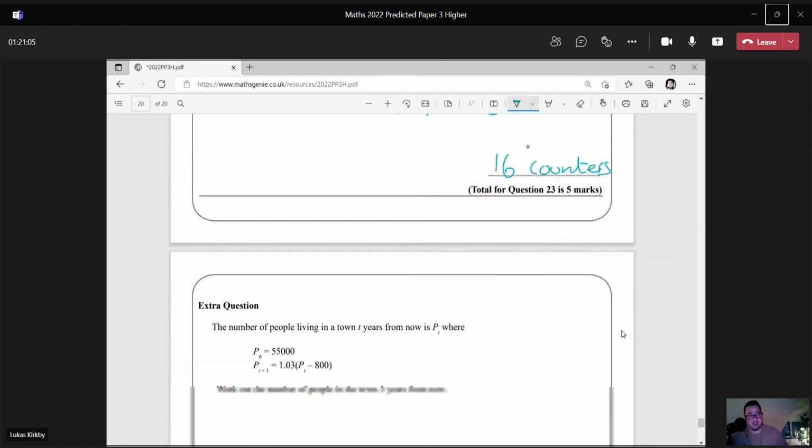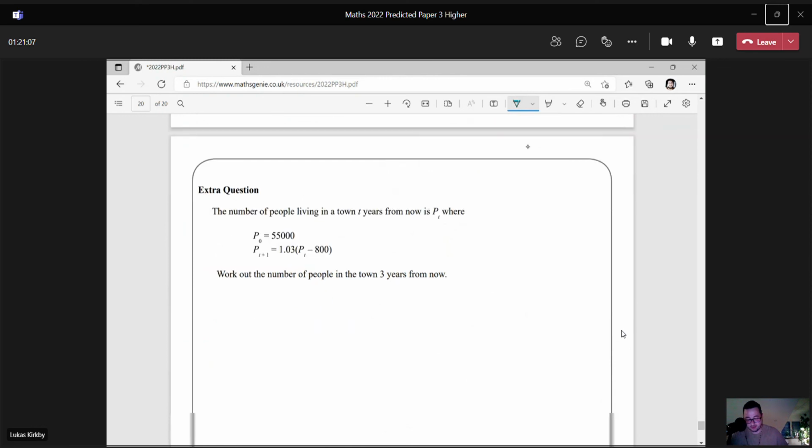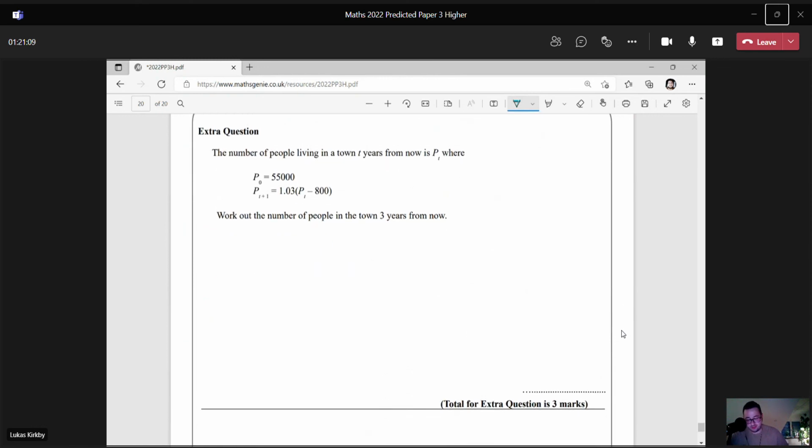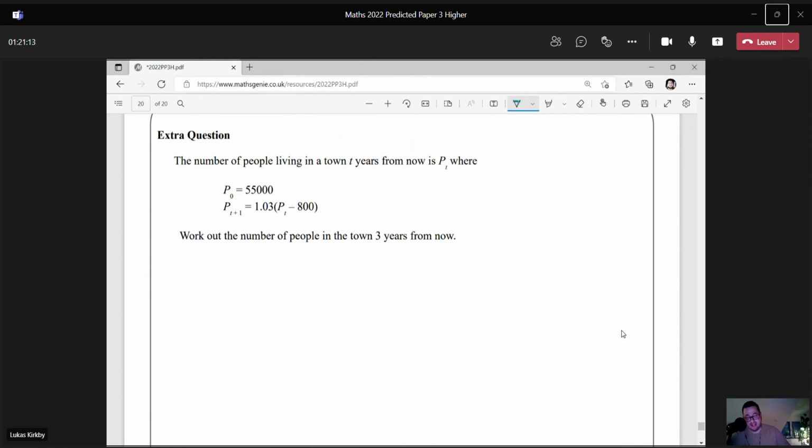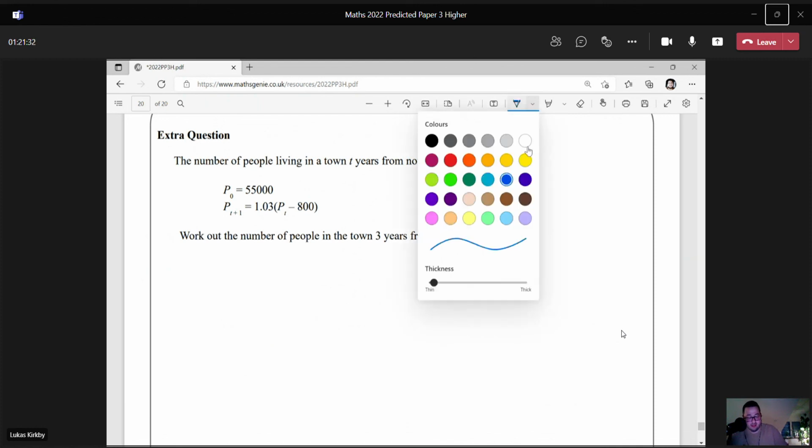They've given you a little bonus question. That's nice of them, so let's just do it. The number of people living in a town t years from now is p_t, where p_0 is 55,000, and p_(t+1) is 1.03 brackets p_t minus 800. So this is like a recurrence relation problem. Work out the number of people in the town 3 years from now. So we're just going to have to do the same thing 3 times.